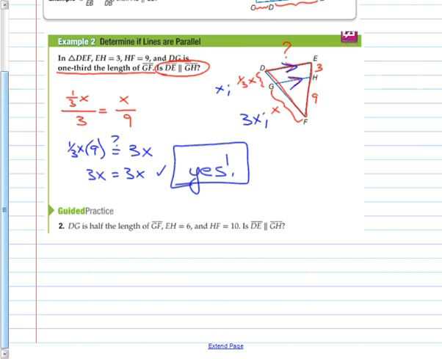Let's try this second one. If DG is half the length of GF, so DG is half the length of GF. Label it for me or tell me how to label it.